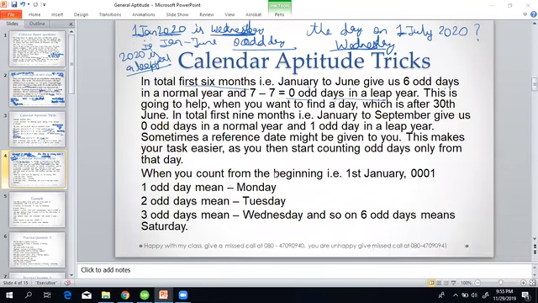Okay. Now, when you count from the beginning, like from the 1st January 0001, the one odd day means Monday. When the calendar was made, it starts from the first odd day, that is Monday, then Tuesday. 3 odd days mean Wednesday, and so on. 6 odd days means Saturday from the 1st January 0001.